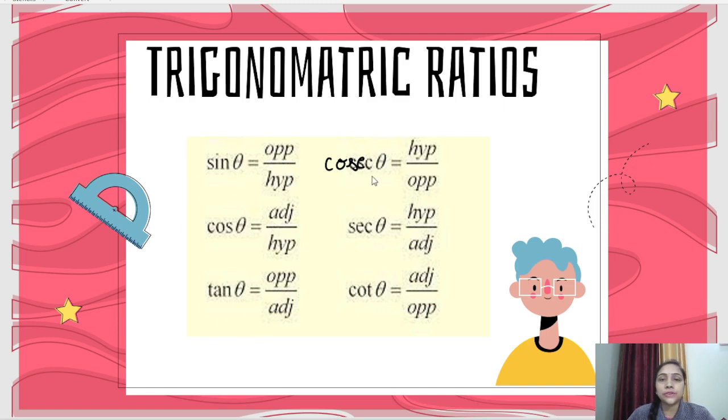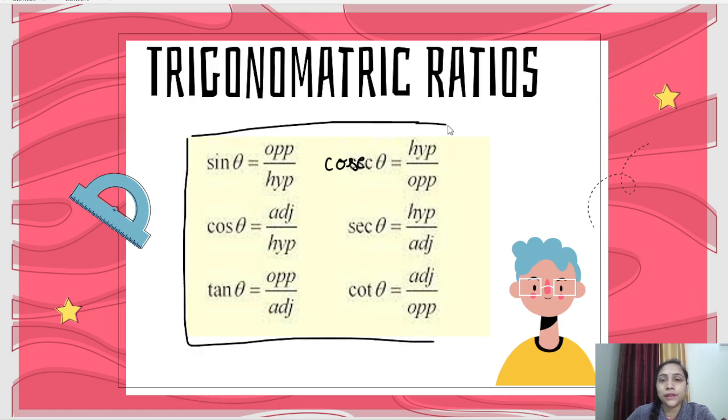If we take the reciprocal of these three trigonometric ratios, cosec theta is 1 upon sin theta. Hypotenuse, which is here in the denominator, is now in the numerator, so hypotenuse upon opposite side. Sec theta is equal to hypotenuse upon adjacent side, and cot theta is equal to adjacent side upon opposite side, just the opposite of these two. So these three ratios are the most important trigonometric ratios. All the trigonometry is based on these three ratios.